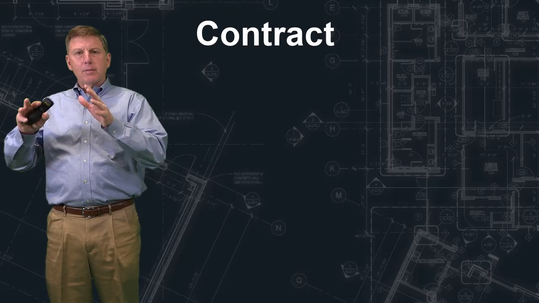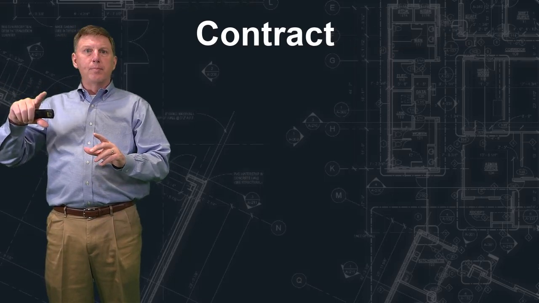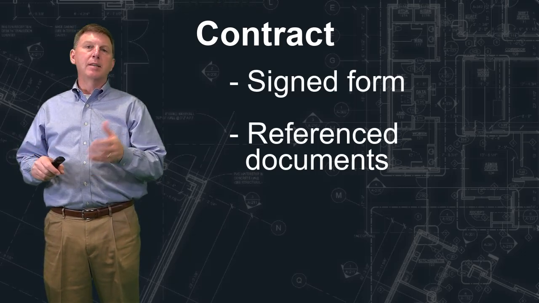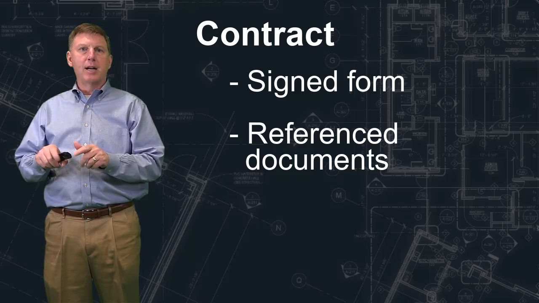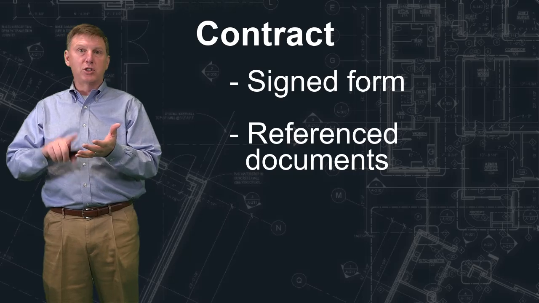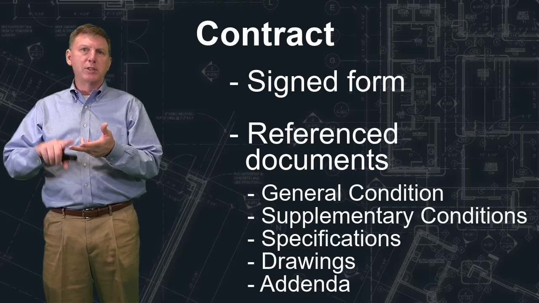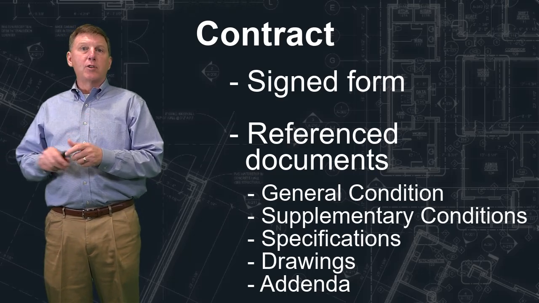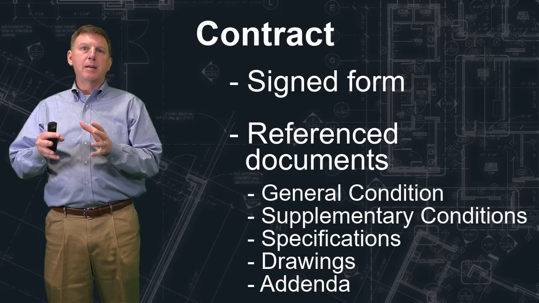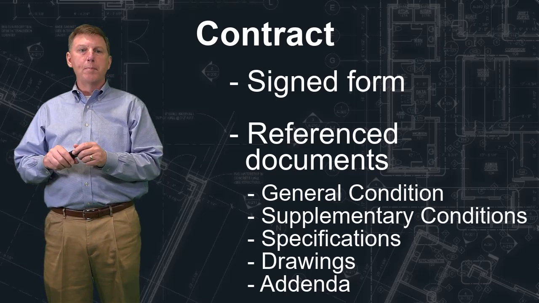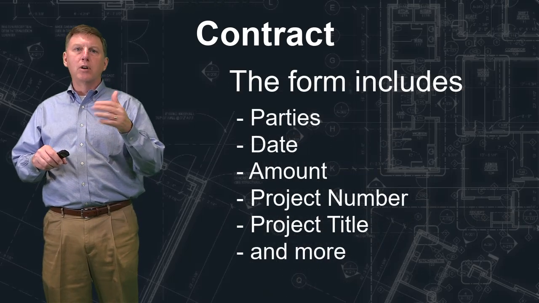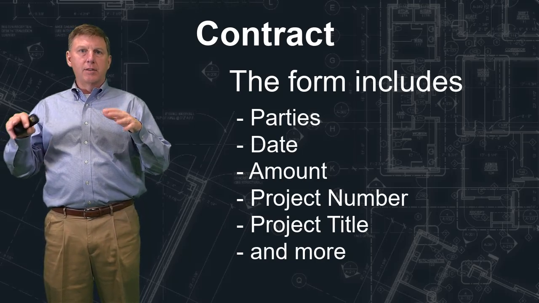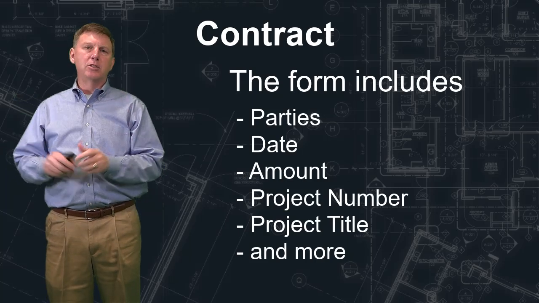Now, when we think about the contract, sometimes we just think about the form that you sign. But that form often references many other documents. If you think back to the chart we used to describe all the documents in the process, that form is going to reference them. It's going to reference general and supplementary conditions, specifications and drawings, addenda, and then later on it's going to talk about contract mods. So all of that makes up the actual contract, even though you signed just one form. And the contract, of course, will include all the necessary information like the date of the contract, the amount, the title of the project, project numbers, all that information you should see on that agreement.